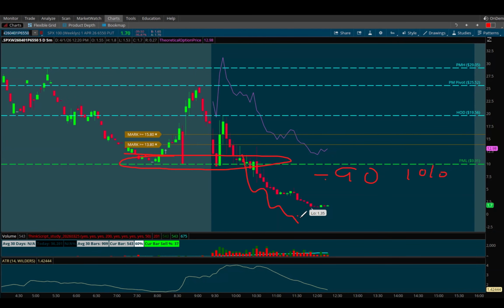And look at what happened. Straight action down. No support, nothing there holding it from $9, just fell all the way down to 135. These are completely cooked. They're not coming back.